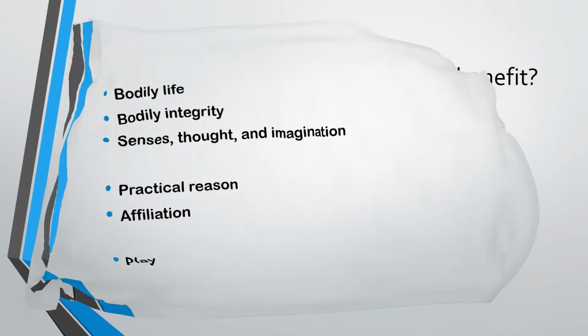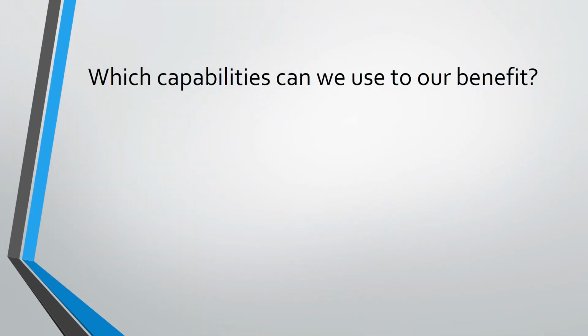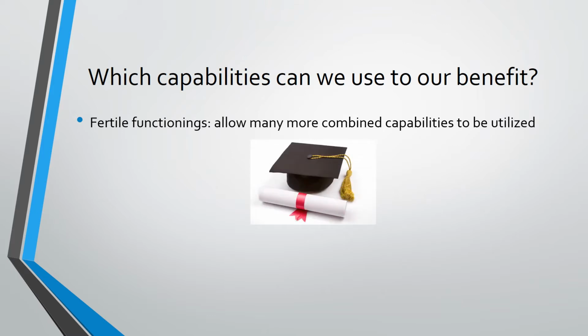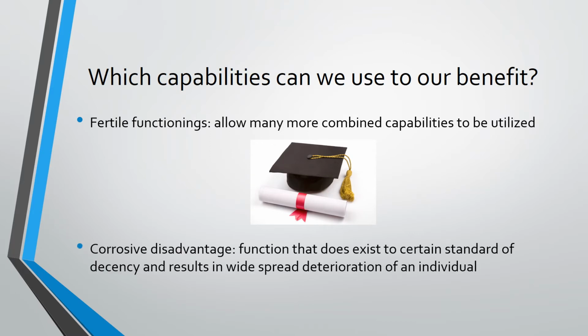Now, it is important to identify which of these capabilities produce the most fertile functions and the fewest corrosive disadvantages. Fertile functionings are functionings which allow many more combined capabilities to be utilized. An example of a fertile functioning could be a great high school education, which allows for play, bodily integrity, bodily health, affiliation, and the development of practical reasoning. A corrosive disadvantage is a function which does not exist to a certain standard of decency and results in widespread deterioration of other functionings in an individual.